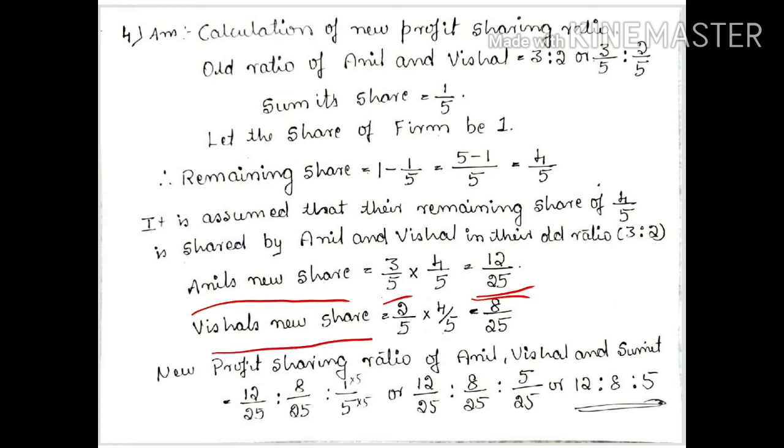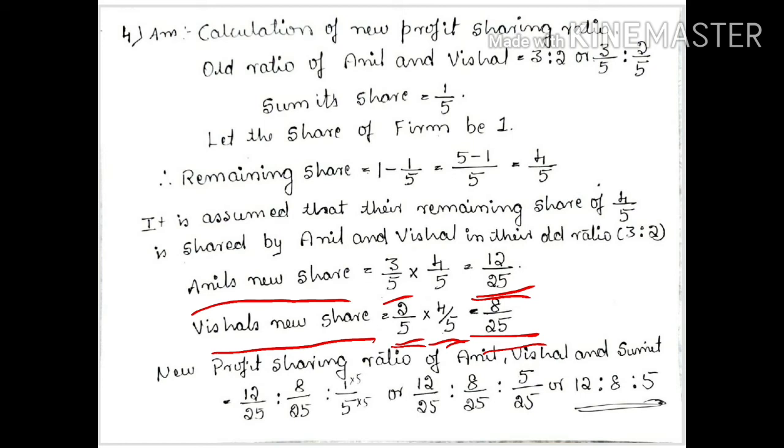Next, Vishal's new share. Old share how much? 2 by 5 into remaining share 4 by 5. So finally Vishal's new share is 8 by 25. That is how it is calculated: remaining share into old share. In that way we are calculating the old partners' new share.